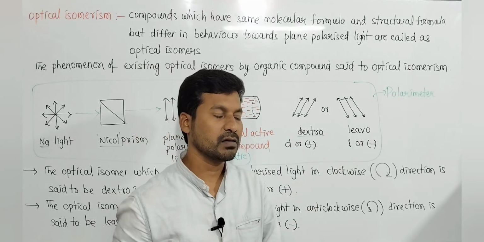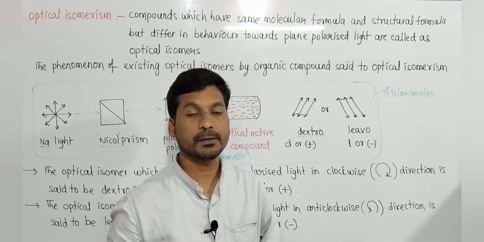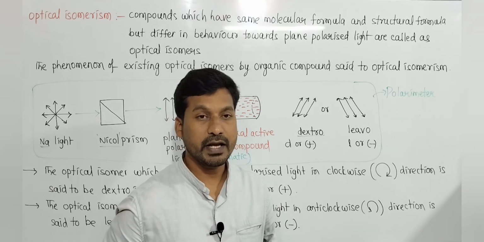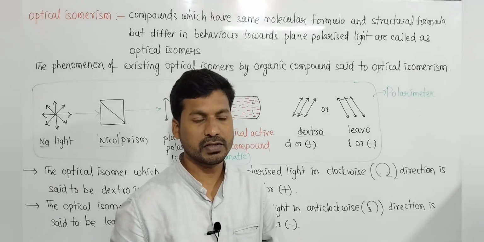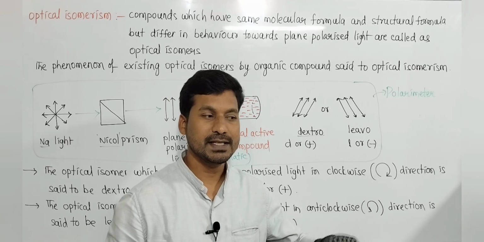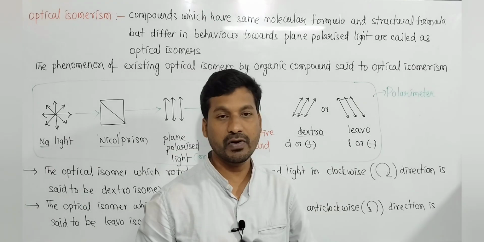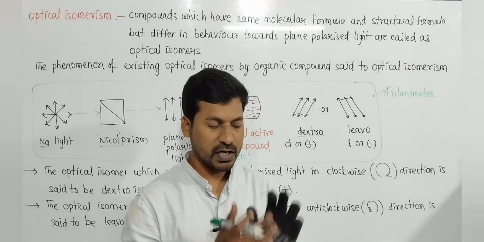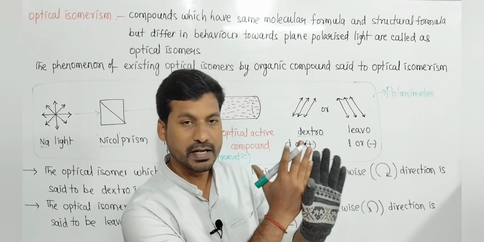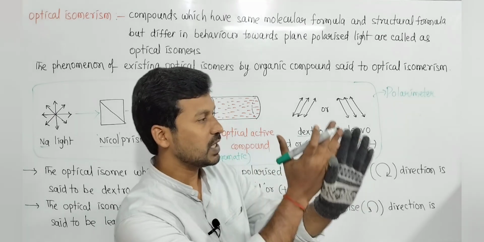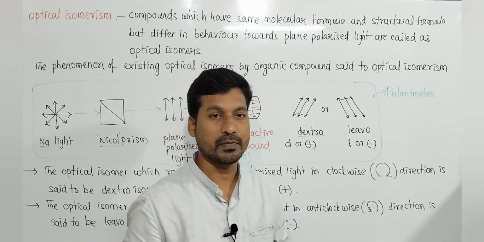Just like cis and trans isomers, E and Z isomers, syn and anti isomers are geometrical isomers, in the similar way dextro and levo isomers are optical isomers. If a compound rotates plane polarized light in the clockwise direction, that is called dextroisomer. If a compound rotates plane polarized light in the anti-clockwise direction, that is said to be levoisomer.